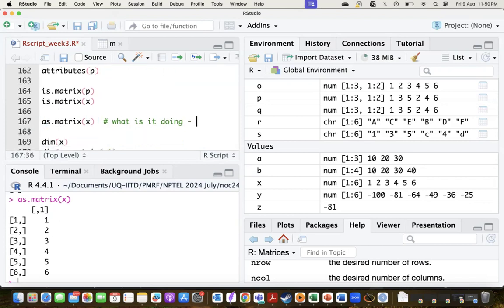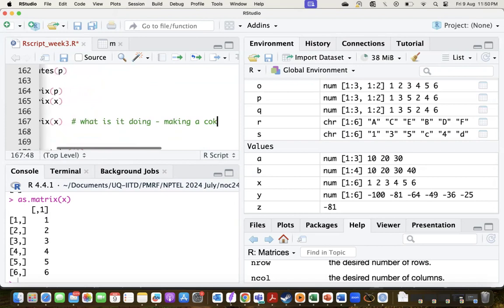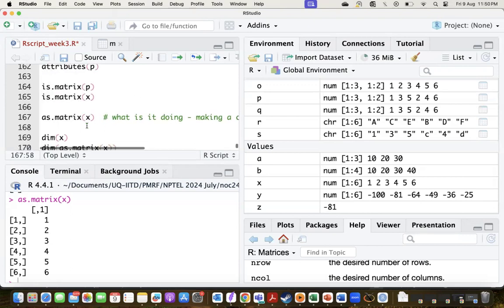So it's making a column matrix. Basically what you're doing is writing nrow equal to as many elements as you have in the vector, ncol is 1, and byrow stays false. That's what's happening here. Okay.